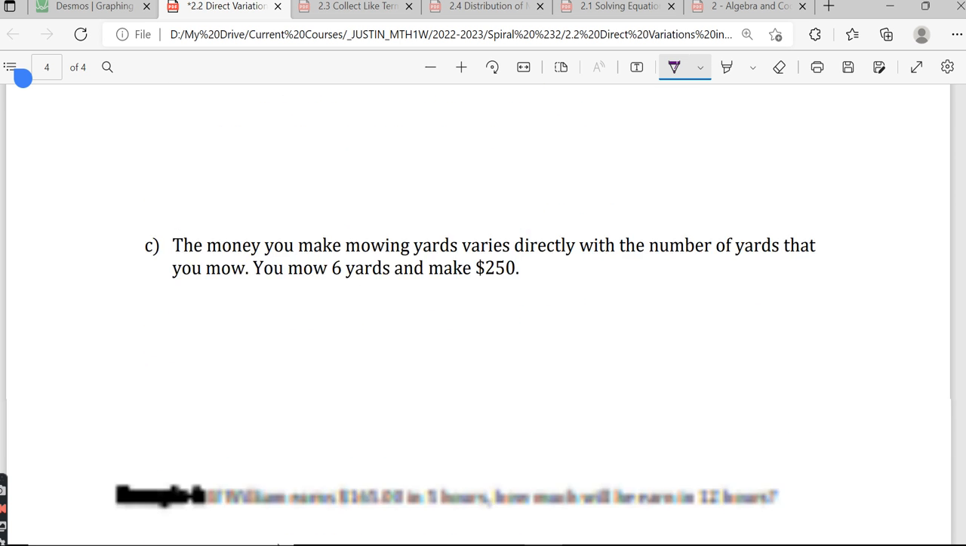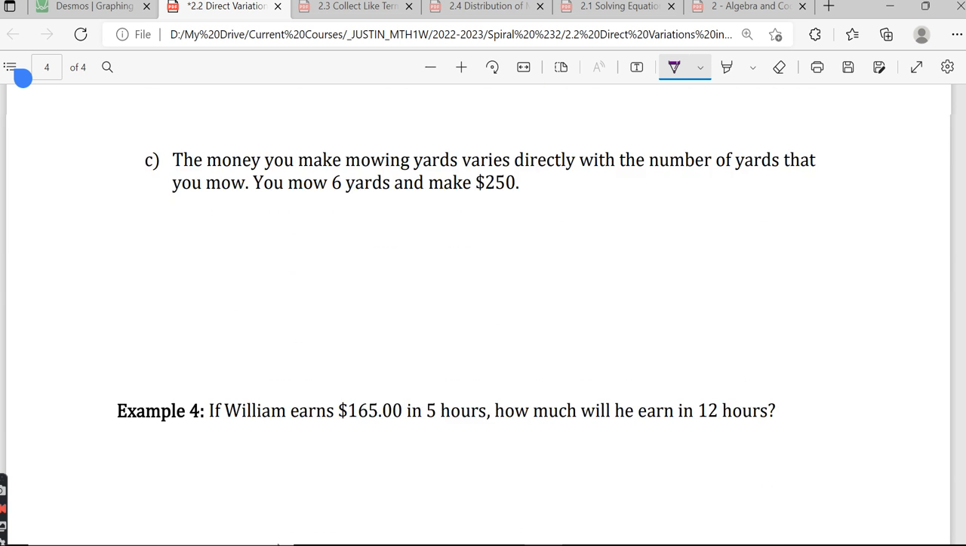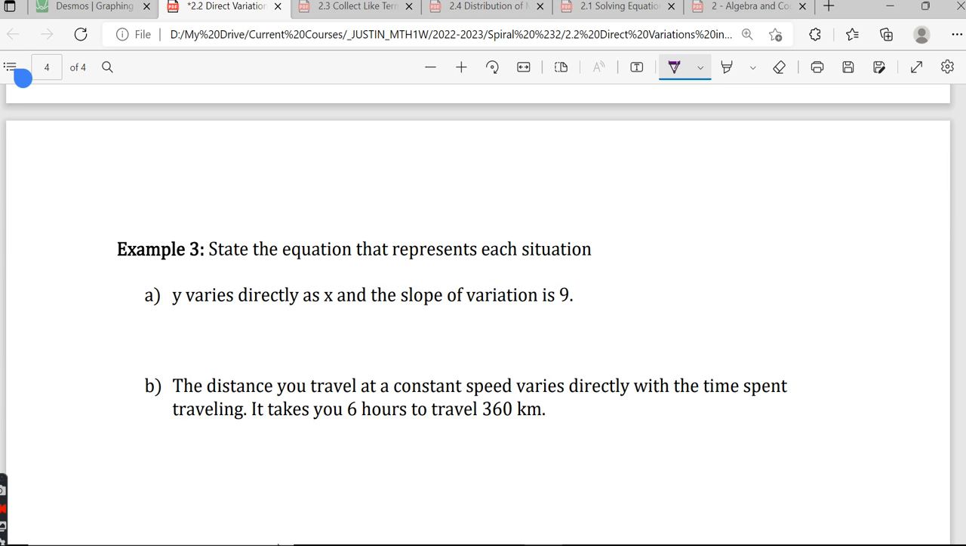So for example 3, I want you to try example 3 and 4 on your own. For example 3, state the equation that represents each situation. Y varies directly as x and the slope of variation is 9. I'm going to do this first one for you because it's pretty wordy. Not a big fan of this question, but this question is essentially saying that y will change as a result of x and the variation is 9. We're done. Okay?